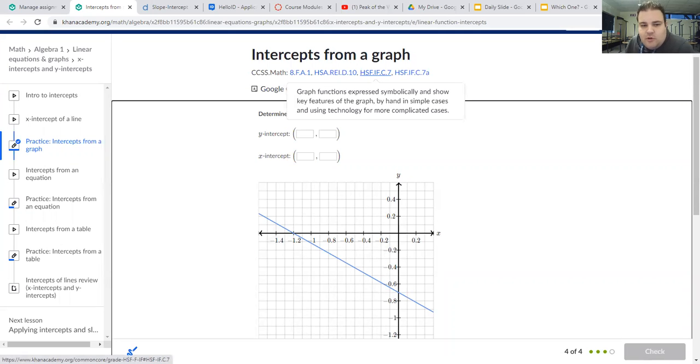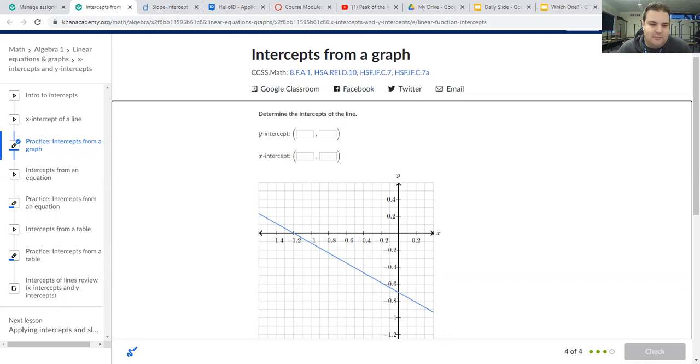Right, here we go. We got some more Khan Academy work. This is intercepts from a graph. I think this is something that you'll find pretty easy and intuitive to complete. But I do think there's some good reminders in here of some things that maybe you forgot or just didn't even know. So we're going to be provided a graph, and we're going to be asked to enter the values for the y-intercept and the x-intercept. That's what's going to happen here.